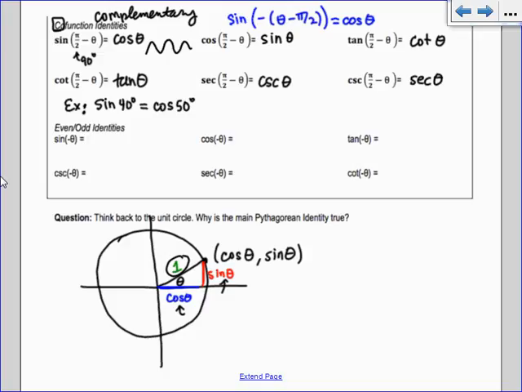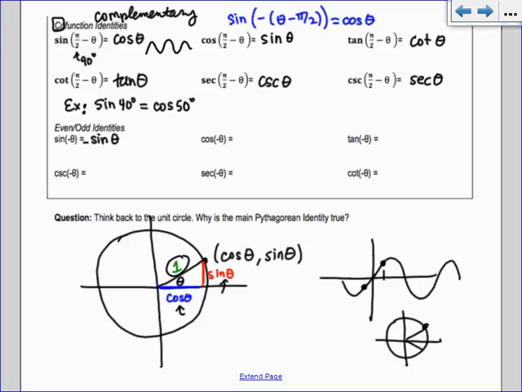And then the last ones are the even and odd identities. So if you think about sine of negative theta, it's almost the same as sine of theta, except they're opposite each other because of the even and odd thing, which we've talked about before. So if I draw the sine curve, if I talk about sine of 30 degrees and sine of negative 30 degrees, they're at different heights. One's a positive height, one's a negative height, so they're opposite each other. You could also think of it on the unit circle, right? At 30 degrees, my sine value is 1/2. At negative 30 degrees, my sine value is negative 1/2. So you could think of it that way as well.